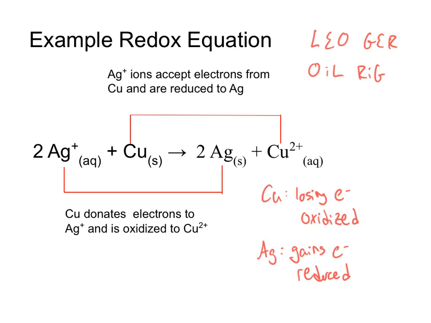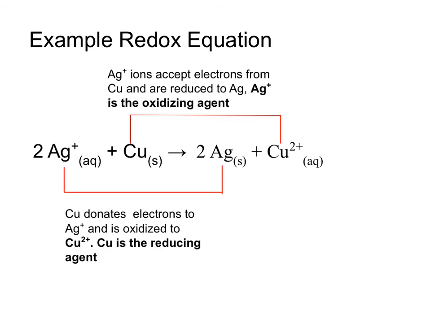We can also think about redox reactions as far as what an atom is actually doing to something else. So in this case, silver, which is being reduced, is also acting as the oxidizing agent. Silver is causing copper to become oxidized. Therefore, silver is an oxidizing agent. Likewise, copper, which is itself being oxidized, acts as the reducing agent on silver. Copper causes silver to become reduced.